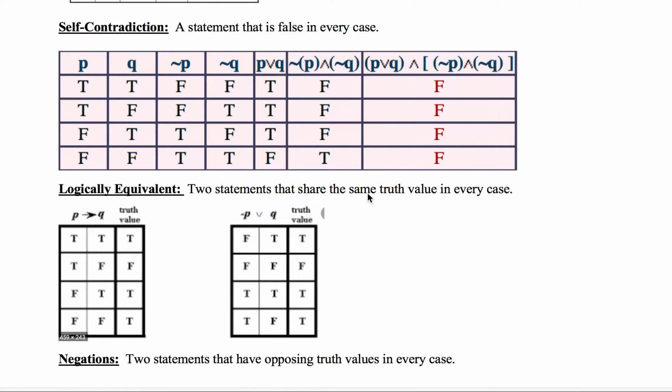We talked about a self-contradiction, which means that the statement is false in every case. So again, when you finish your truth table and you look at your final column, it should have nothing but false statements in it if it is a self-contradiction.